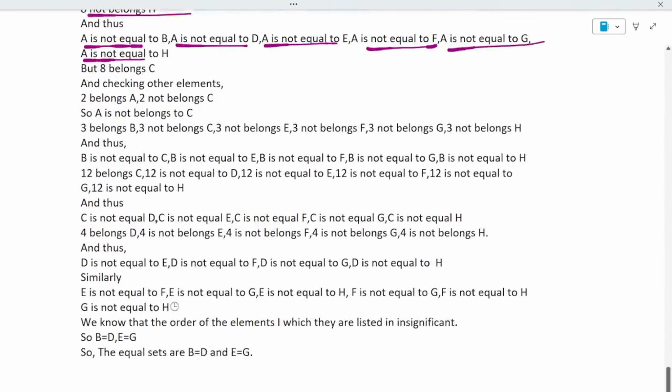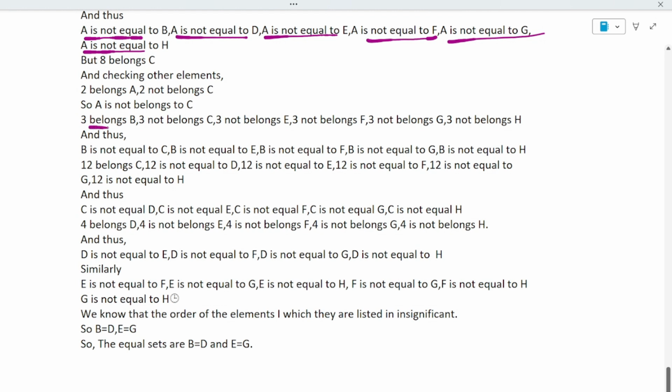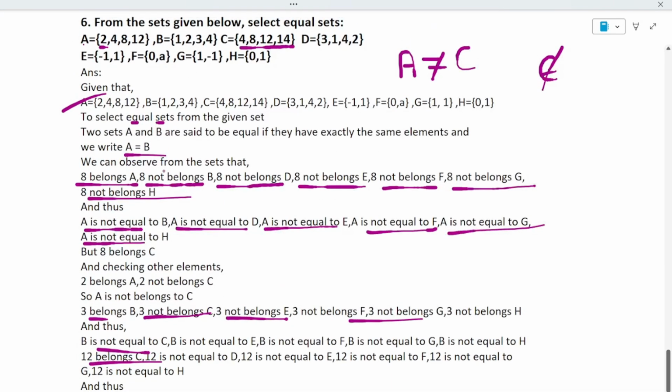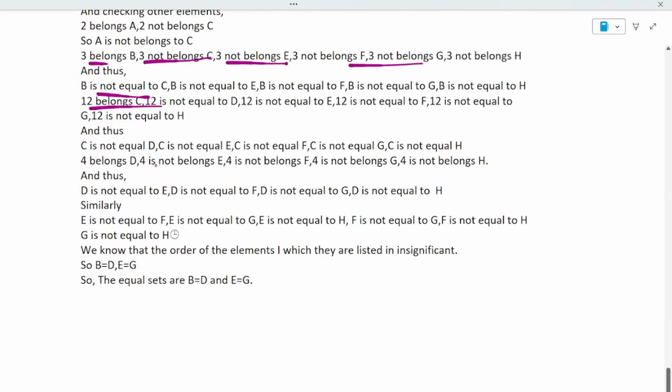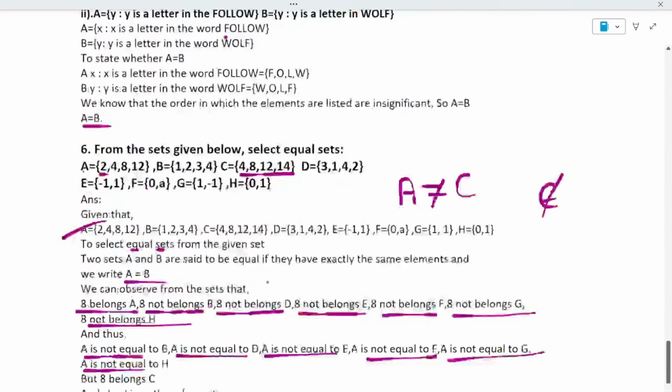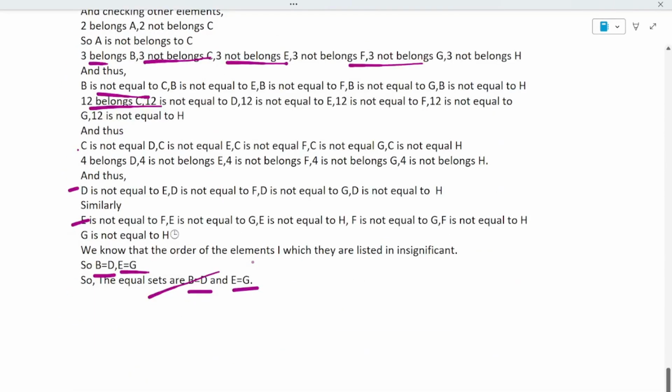Now let's see the next one, similar. 3 belongs to B, 3 does not belong to C, not E, not F, not G, not H, and thus we say that it is not equal to all of these. Now if we compare 12 with all the elements, they are comparing each element of this set to all other sets. At last, when we compare all the elements of the sets, we get the answer: B is equal to D, E is equal to G, and so we say that the equal sets are B is equal to D and E is equal to G. Now let's see what they are saying. B is equal to D, they said.